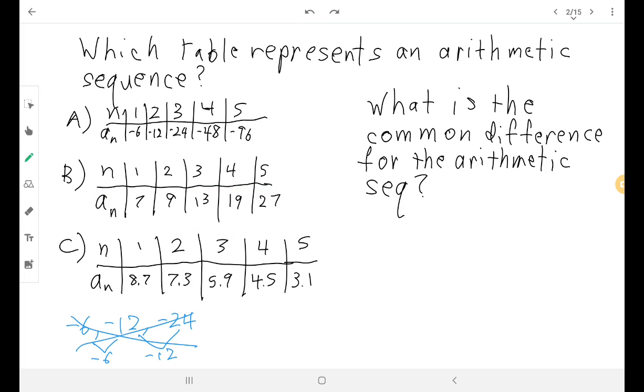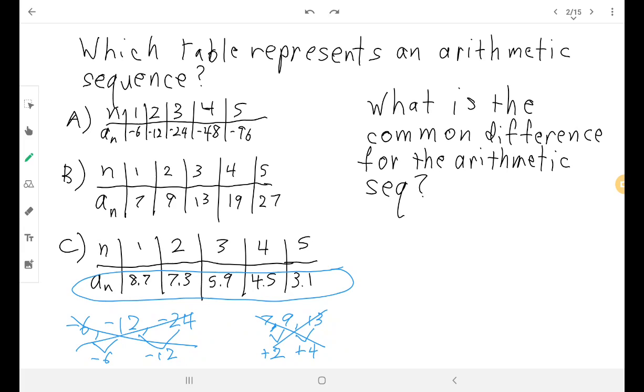We're going from 7 to 9, that's adding 2, that's doing +2. And then we're going from 9 to 13, that's doing +4. So again, we're not adding the same thing each time, so this is not part of it. This is not our answer.